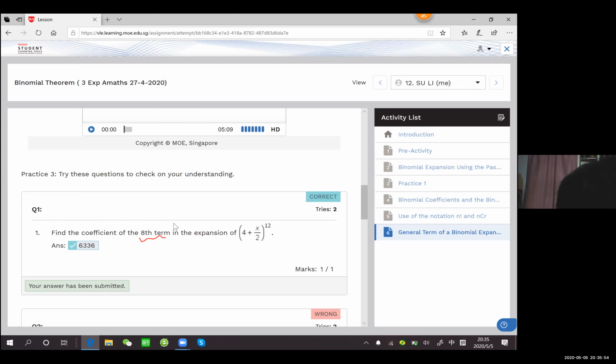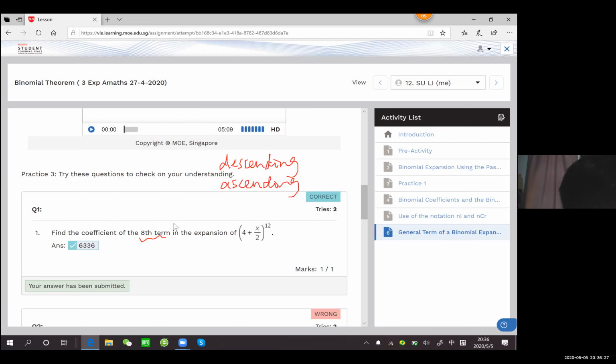So they want the eighth term, right? Okay, let's use my method first, and see if we can get the answer. They say they want the eighth term in the expansion of this. By the way, I think this question must have some default, meaning whether they want you to be in a descending order or ascending order. I think they have to spell out, you know what I mean, right?